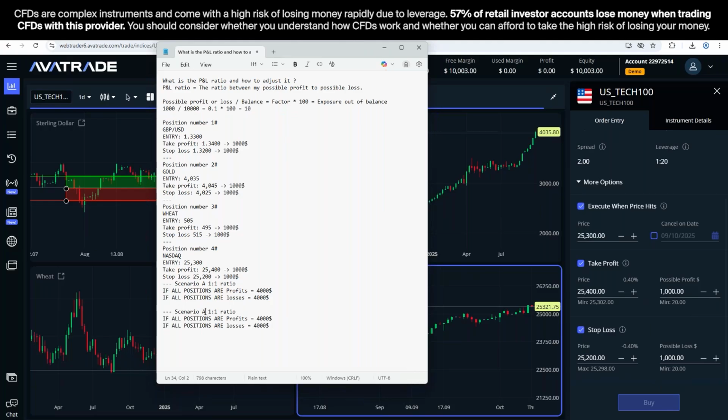Now let's go with scenario B. Scenario B will be 1 to half, or 1 to 2, if you want to call it. And this way, we're going to aim to have half of the loss that we have while maintaining the profit.